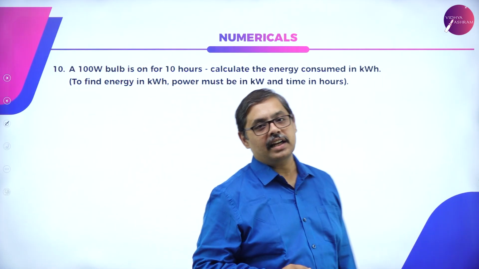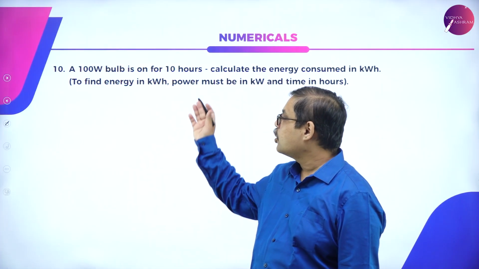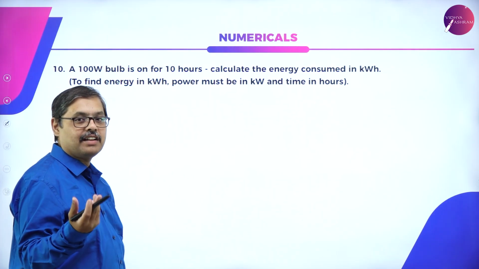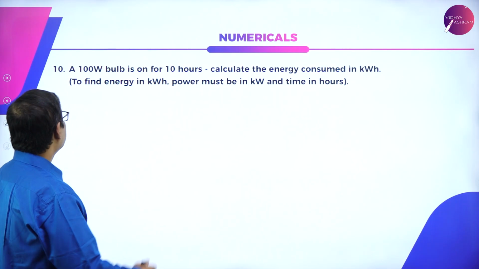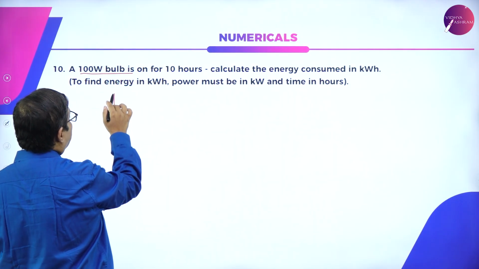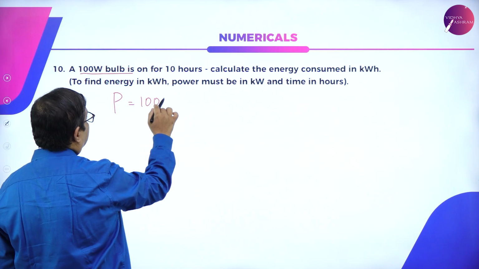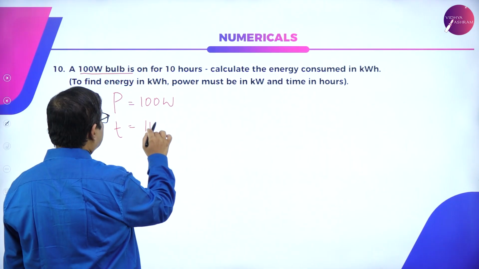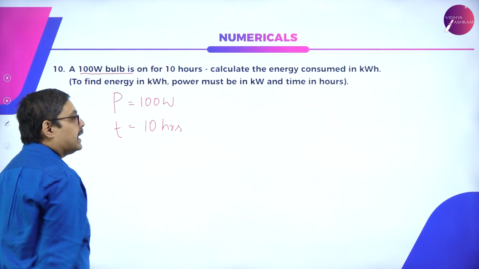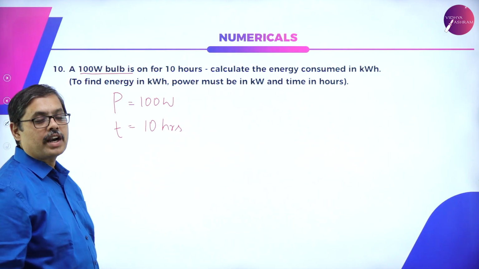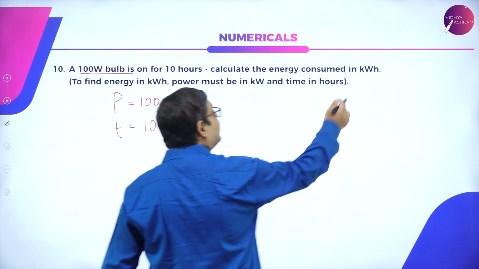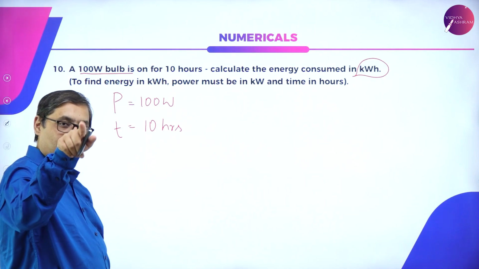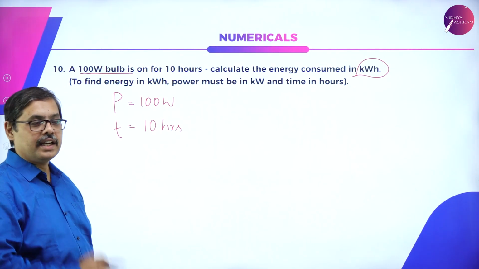Let us have a check at one final problem. This is more to do with your day-to-day activities. You can calculate the power consumed by each and every electrical equipment. Let us check. A 100-watt bulb. So power is 100 watt. Is switched on for 10 hours. Time is 10 hours. Calculate the energy consumed. What is the energy consumed? In kilowatt hour. Why have I used kilowatt hour? Because that is the unit on your energy meter at your house provided by the electricity board.